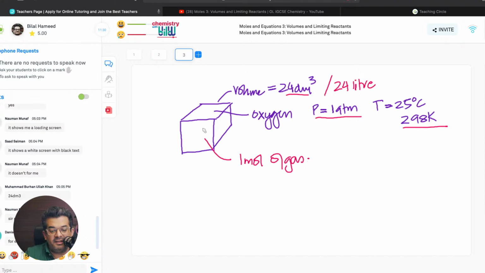If I fit in more than 1 mole, the pressure will increase. Sorry, the amount of gas I can fit in this exact container will be 1 mole at 25 degrees centigrade and 1 atmosphere pressure. So gases occupy that natural volume. All right. Okay.